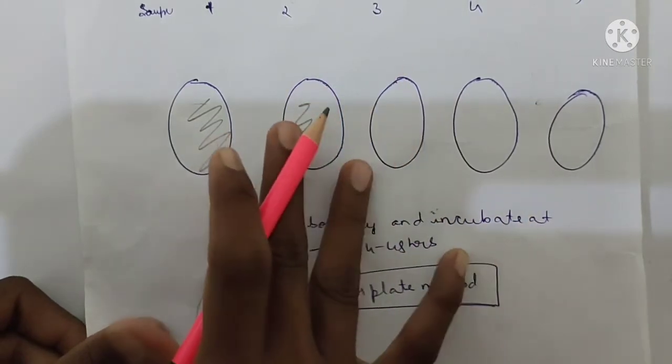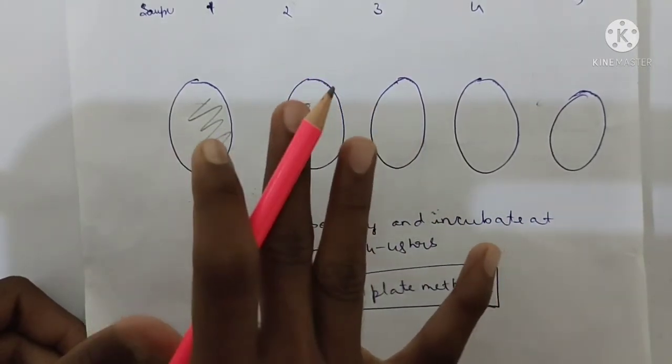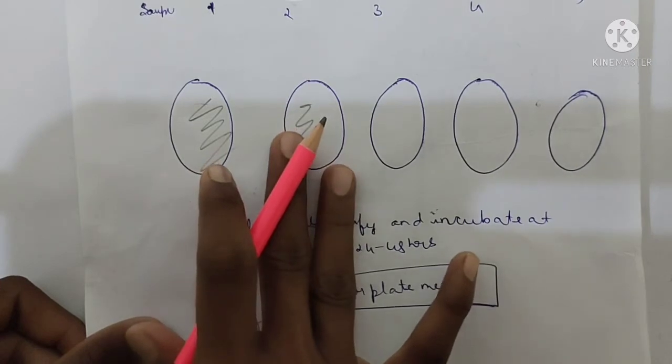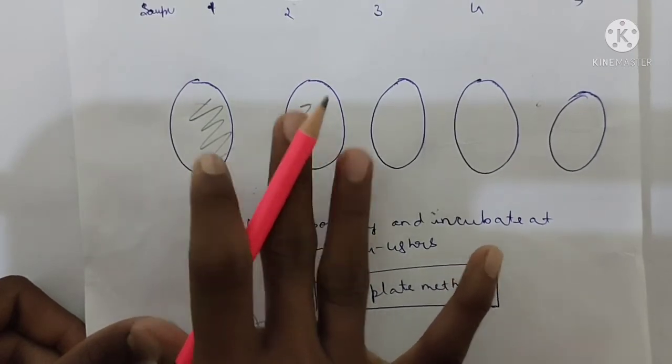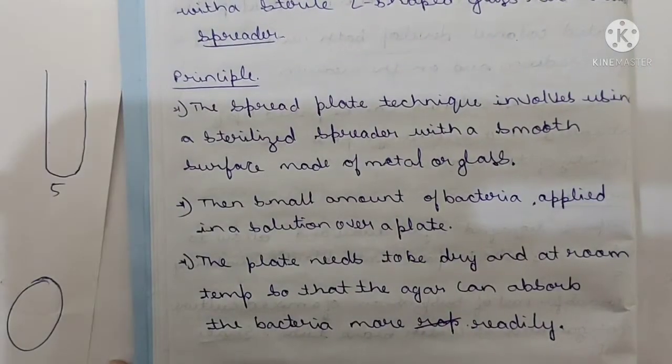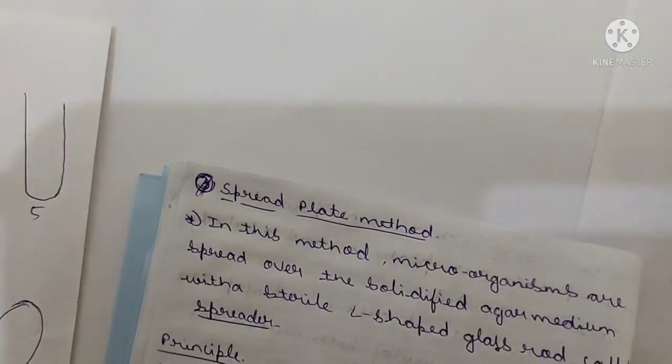And this is a time consuming process, and not only time consuming, but it is interesting to do for all of you. We have to maintain our patience. Patience is very important. Now let's study the third one, that is the spread plate method.